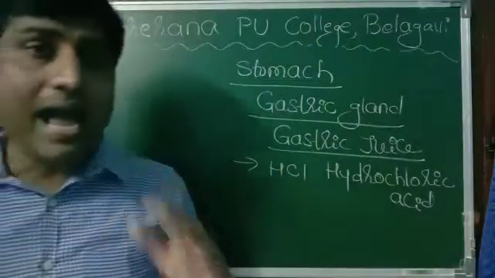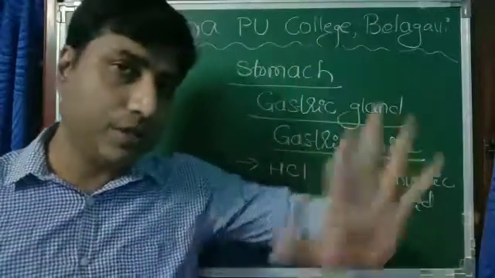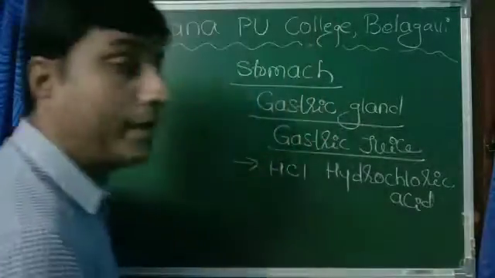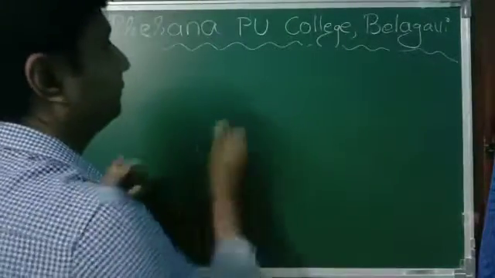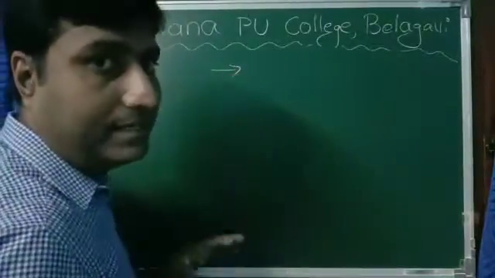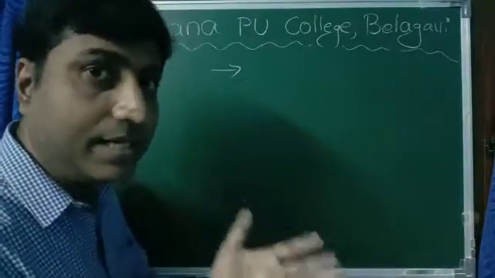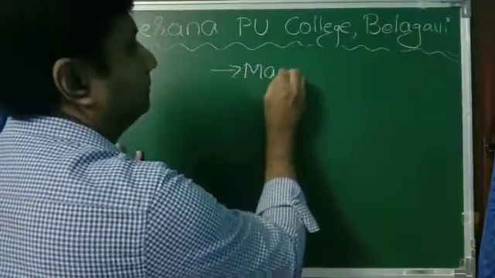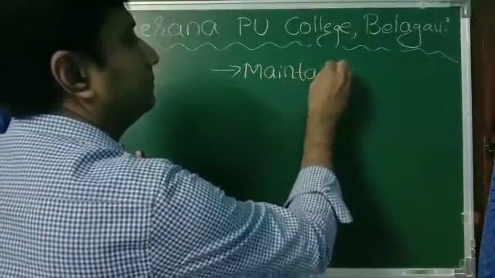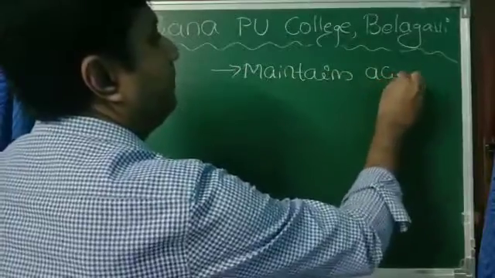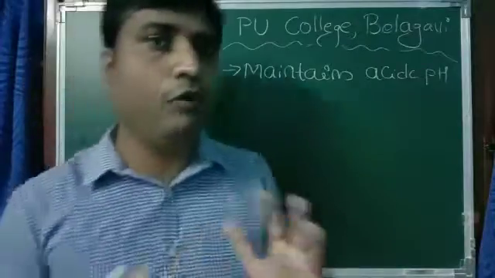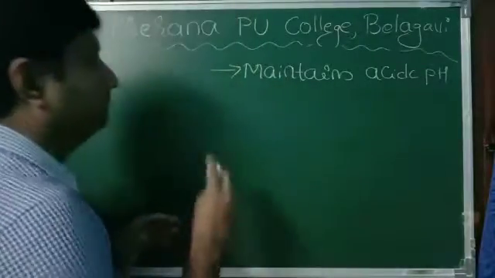Hydrochloric acid has its own function in our stomach. Let us study the functions of hydrochloric acid. Point number 1, it maintains acidic pH. It keeps the acidic medium. That's why we call it acidic pH. It maintains acidic pH in our stomach, which is very much required for various enzymatic activity.